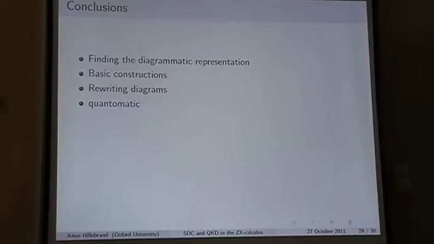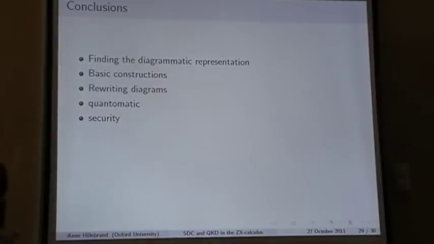And with Quantomatic, we're trying to make it do automatic rewriting. That doesn't work that well yet, but if you stir it a little bit, then it will usually get you to the state where you want to go. So the rewriting part is not the hard part, it's finding the diagrammatic representation. We're almost done.